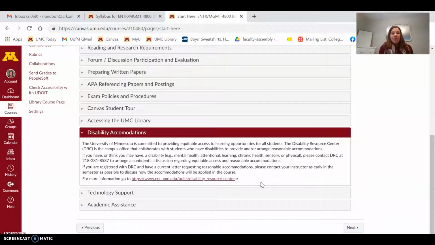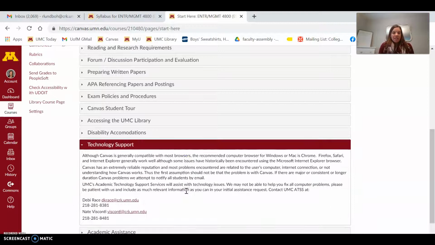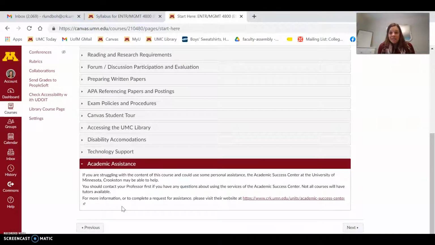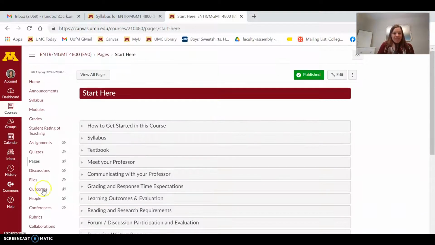So whatever we can do to help you to be successful, we will do our best. If you need help with technology and Canvas, you can contact Debbie or Nate. They're great as well. And then we have an amazing academic assistance center. We have tutoring, writing center. Please utilize those services if you think they would be helpful to you. All right, so that's the Start Here tab.